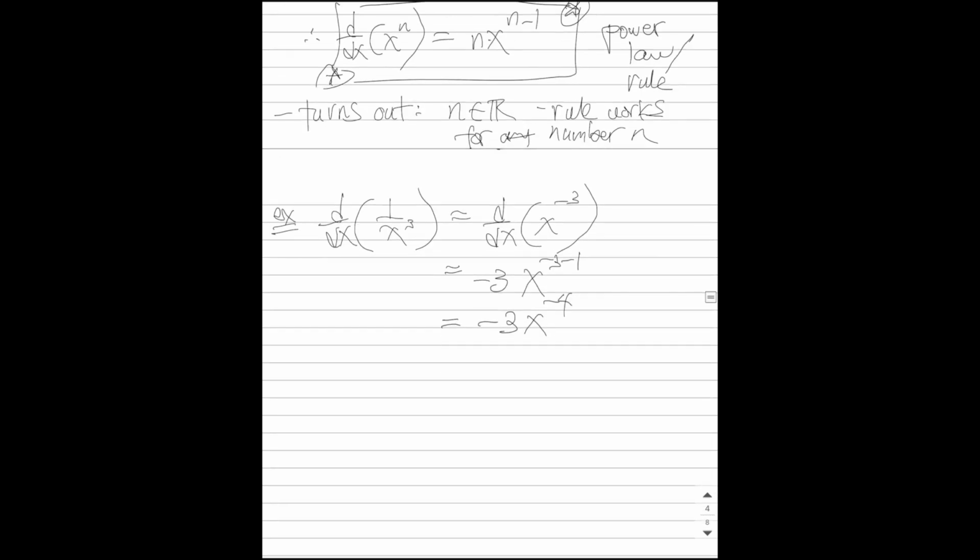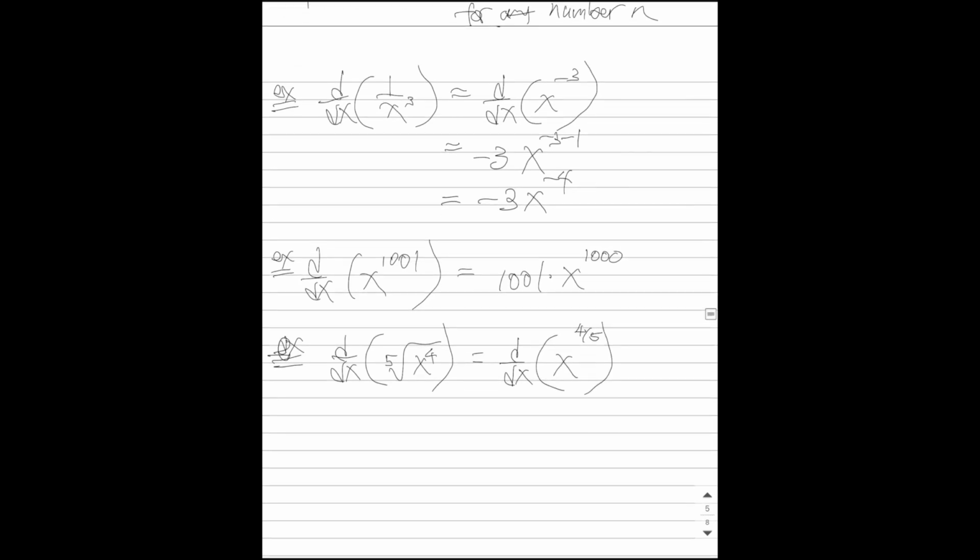It's really important to make sure we get our negative straight. This allows us to deal with things that seem really complicated. Oh, x to the power of 1001. Well, that actually turns out to be pretty straightforward. And it also allows us to deal with things like roots. So if I had the fifth root of x to the power of 4, because I can write this as a fraction, I am able to use the power rule.